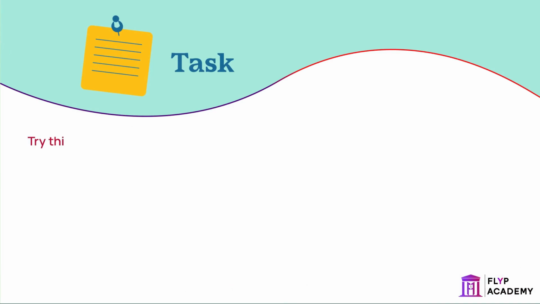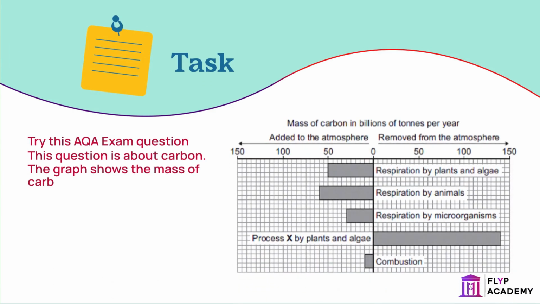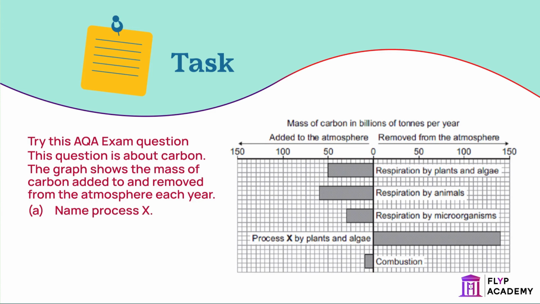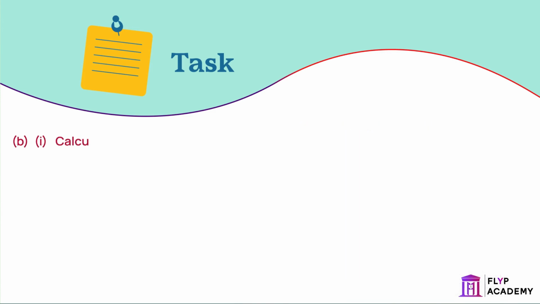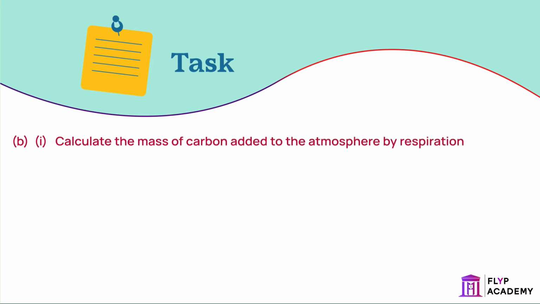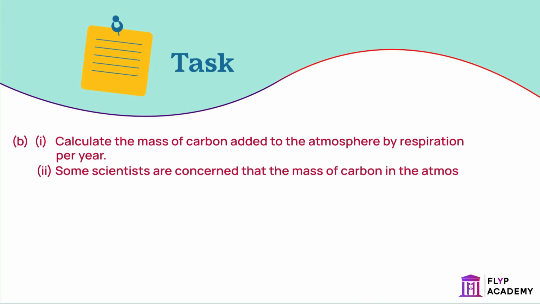Task: try this AQA exam question. This question is about carbon. The graph shows the mass of carbon added to and removed from the atmosphere each year. A. Name process X. B. 1. Calculate the mass of carbon added to the atmosphere by respiration per year. 2. Some scientists are concerned that the mass of carbon in the atmosphere is changing. How does the data in the graph support this idea?